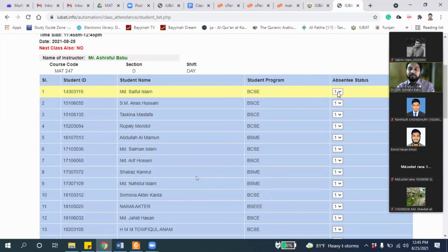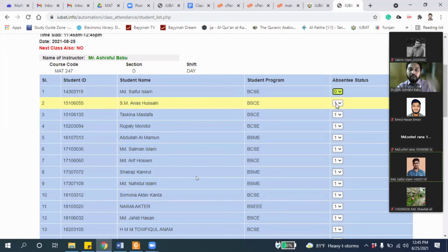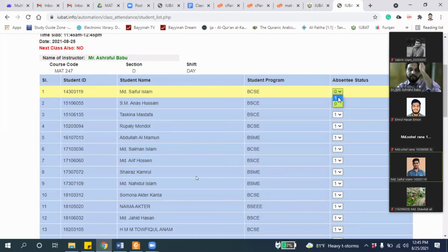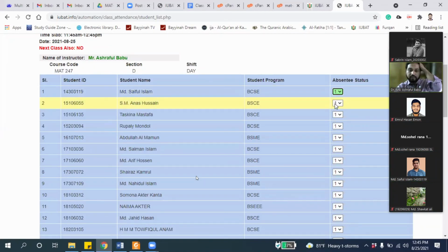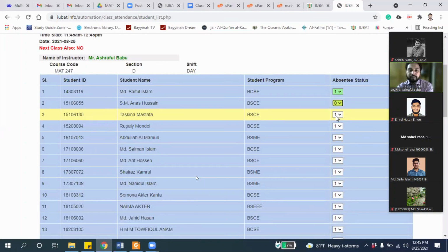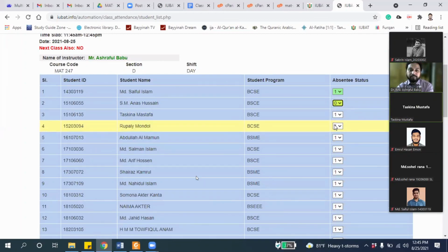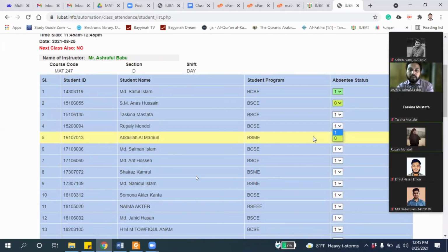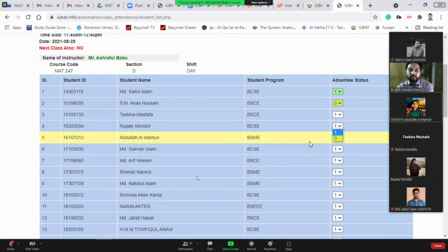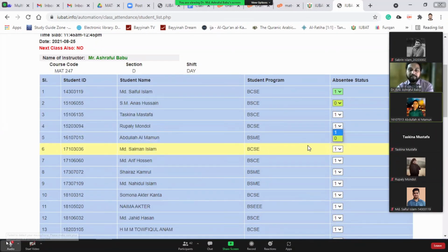Saiful Islam, Anas Mahmoud, Anas Hussain, Saiful Islam is present, okay? Anas Hussain, Taksina Mustafa, yes, sir. Rupali Mondol, yes, sir. Abdullah Al Mamun, yes, sir. Salman Islam, present, sir.